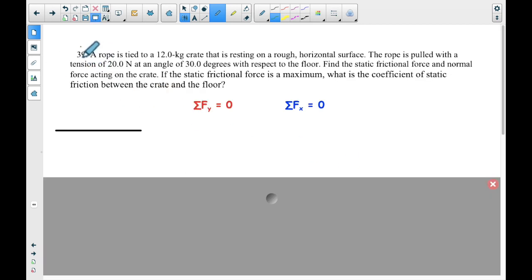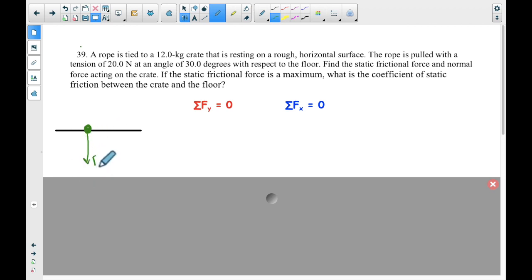Okay, if we turn the page, number 39: a rope is tied to a 12 kilogram crate that is resting on a rough horizontal surface. The rope is pulled with a tension of 20 newtons at an angle of 30 degrees with respect to the floor. Find the static frictional force and the normal force acting on the crate. If the static frictional force is the maximum, what is the coefficient of static friction between the crate and the floor? All right, let's go ahead and start thinking about this in terms of a free body diagram.